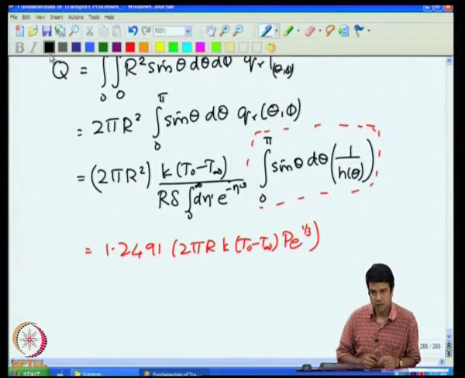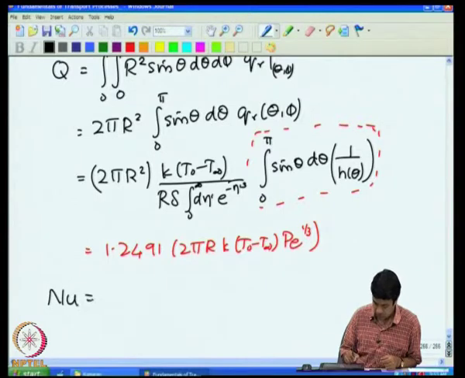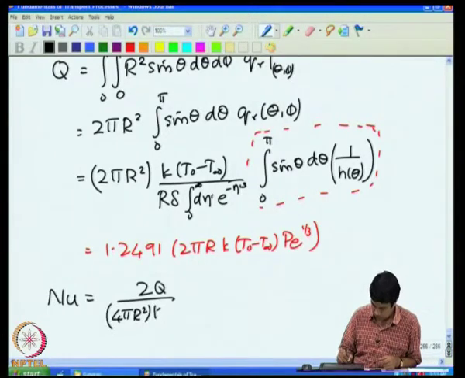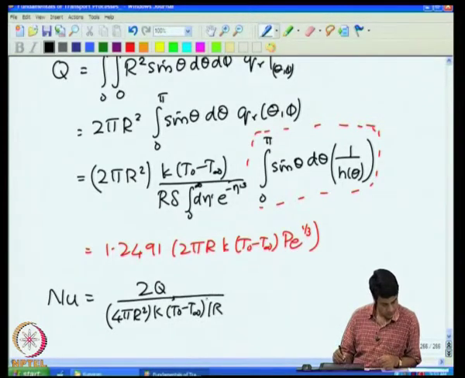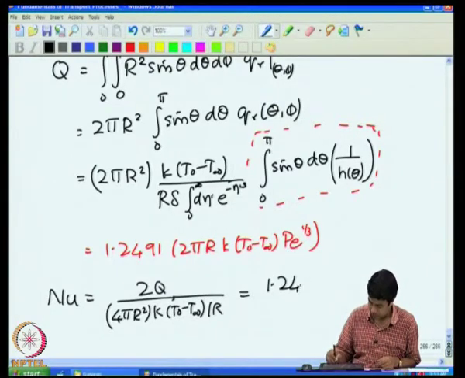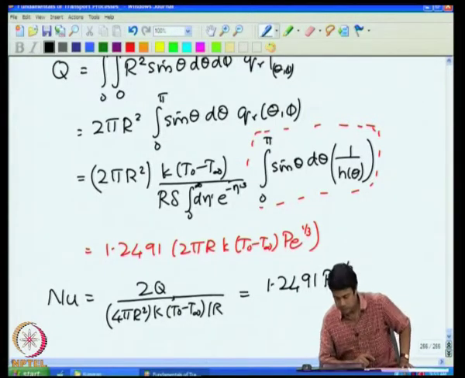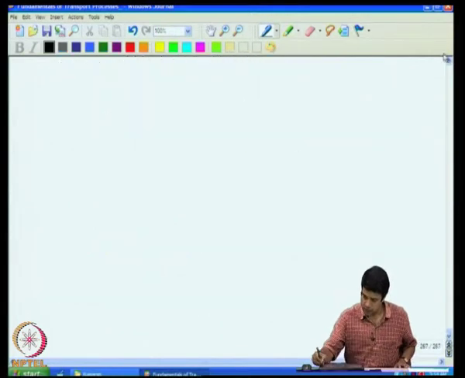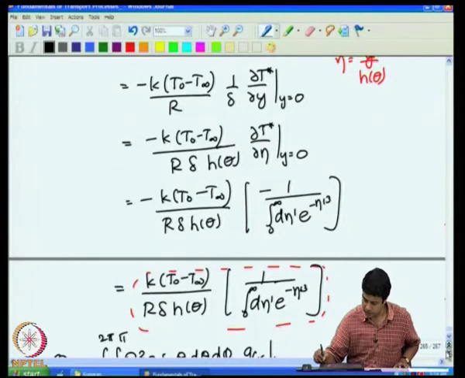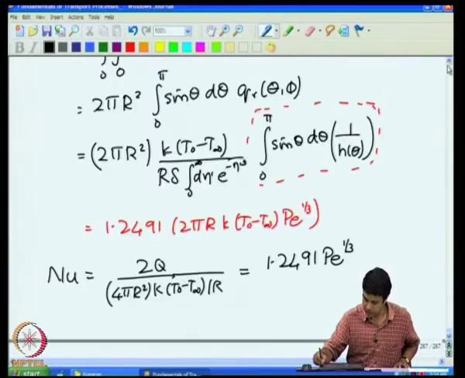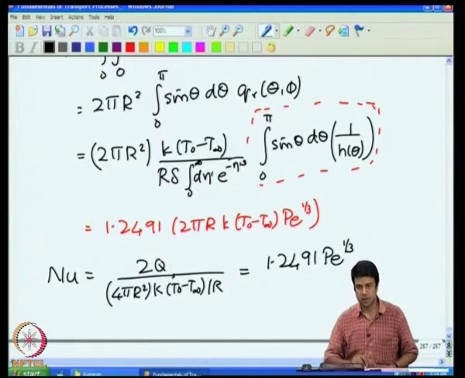From this I can get a Nusselt number correlation. Nu is equal to 2q by 4 pi R square into k into T naught minus T infinity by R, and this will be equal to 1.2491 Pe power 1/3. So, this is the correlation for the Nusselt number as a function of Peclet number for heat transfer from a spherical particle. Okay. Once again, it is equal to some constant times Pe power 1/3.